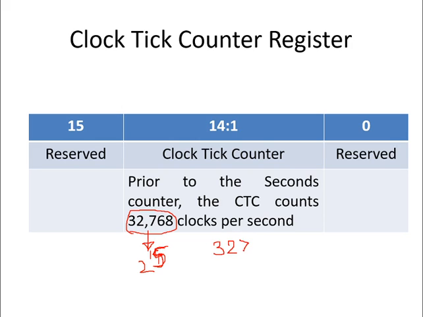32768 pulses are counted there. Every pulse has a duration of 1 upon 32768, 32.768 kilohertz. Am I right? So when you do this calculation, only then do you get the time period of 1 second. So for that the clock tick counter is used.